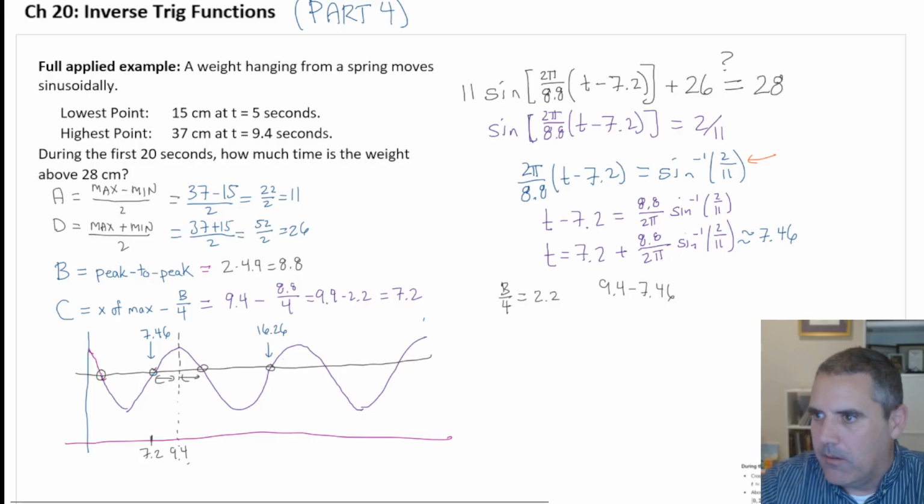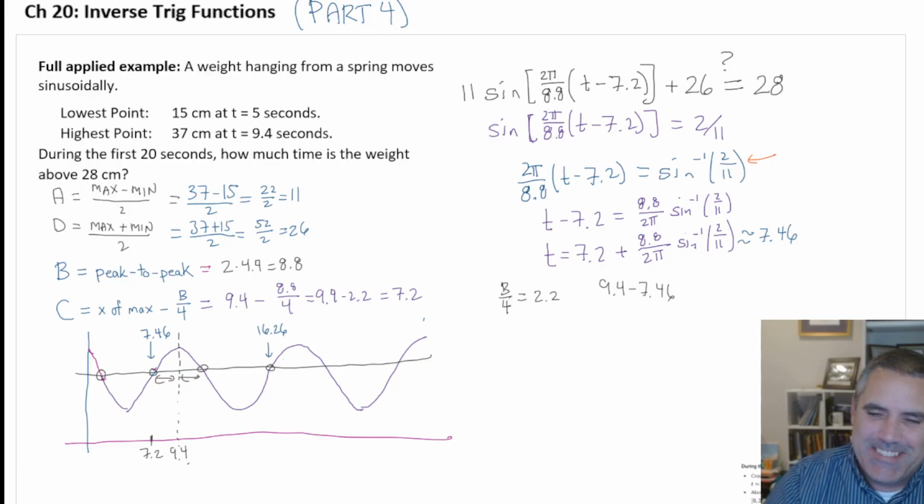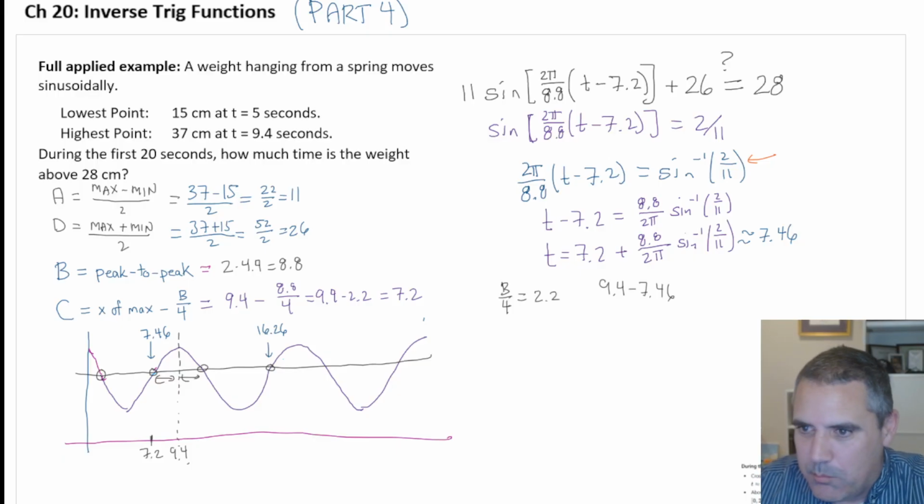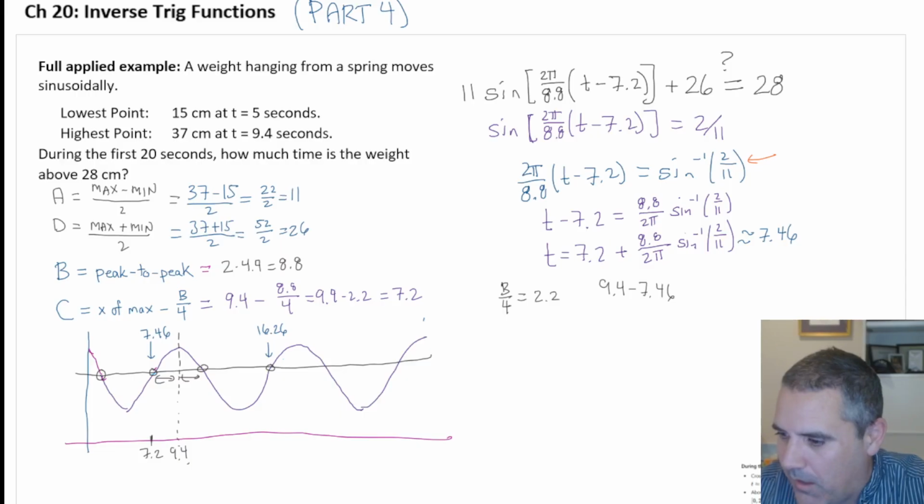So let's bring our... Oops, I lost my calculator, friend. That's the graph. Well, let's do it without my calculator. Okay, so we're doing 9.4. I have my calculator, I'm not ready to display it. 0.46.